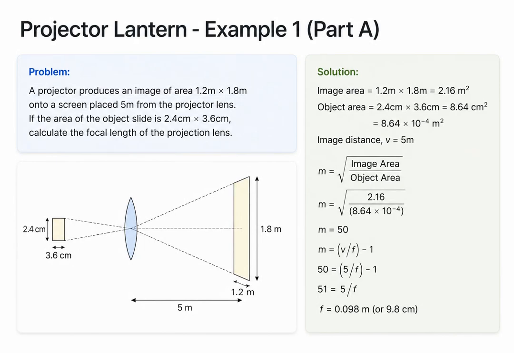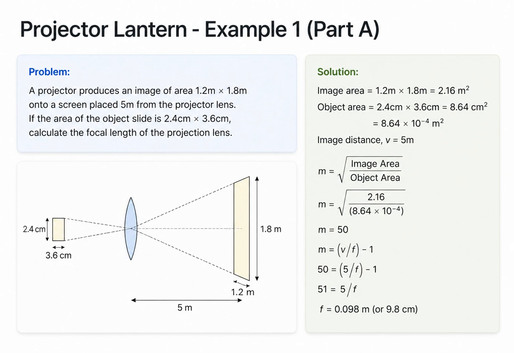A projector produces an image of 1.2 by 1.8 meters on a screen 5 meters away. The slide is 2.4 by 3.6 centimeters. We need to find the focal length. First, we calculate the areas. The image area is 2.16 square meters. The object area is 8.64 square centimeters, which we must convert to standard units, giving us 8.64 times 10 to the negative fourth square meters.